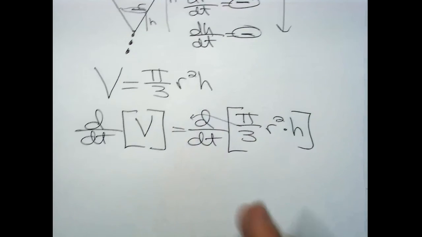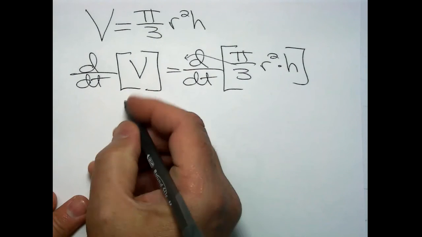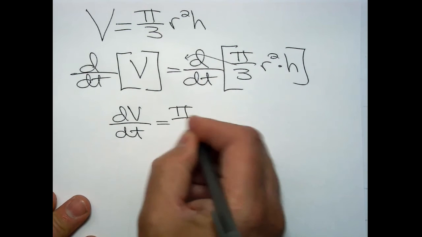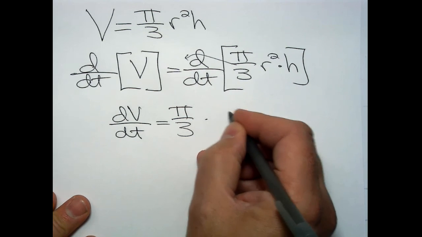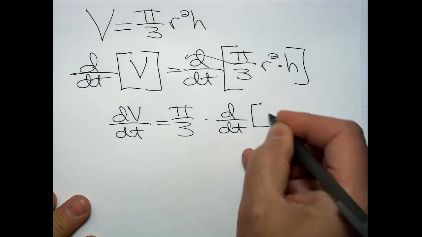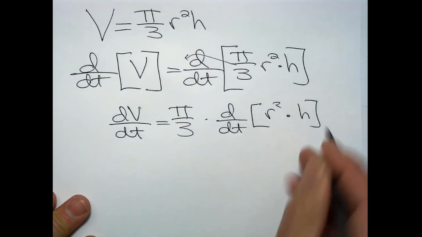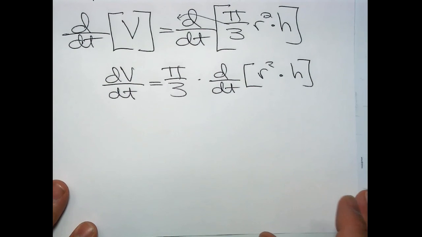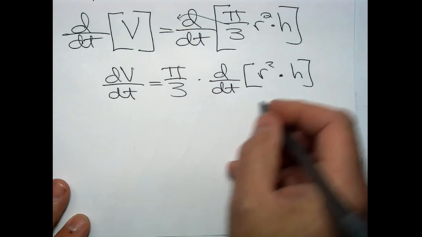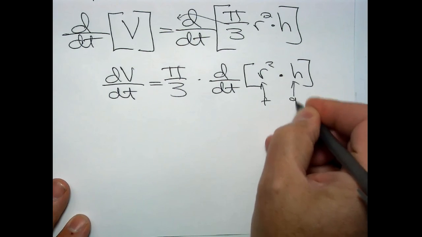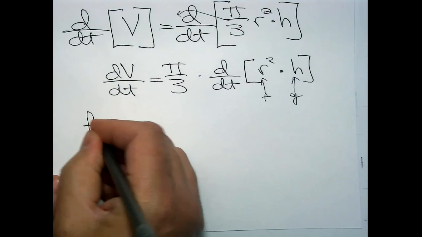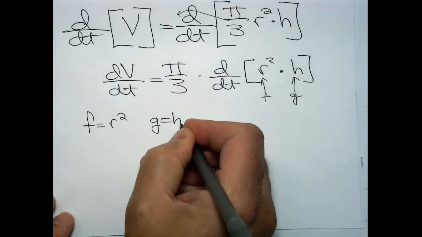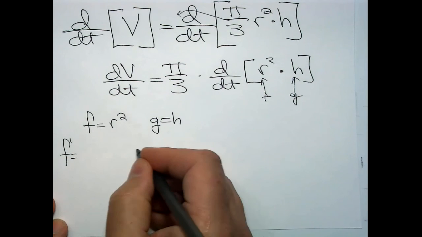We're not going to worry much about pi over 3. That's a constant multiple. We're not going to worry much about this either. That's dV/dt. This is pi over 3. Here's where we need to worry, right here. How do you take the derivative of r squared times h when r and h are both variables? I'm afraid we need the product rule. Here's your f, here's your g, and you should make a table. So f equals r squared is the first thing you're going to write. g is equal to h. Now I need f prime, and I need g prime.